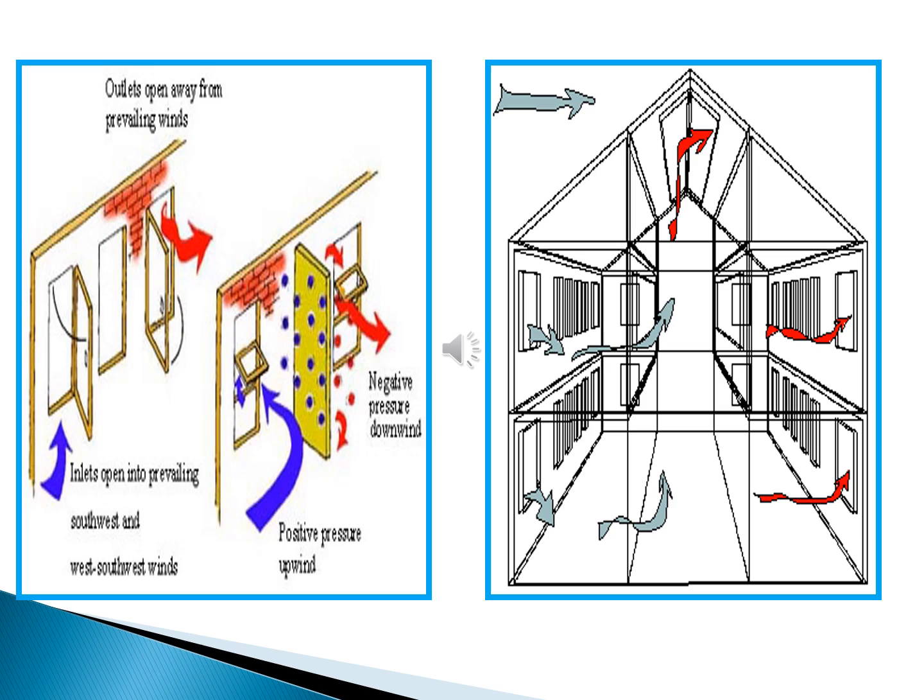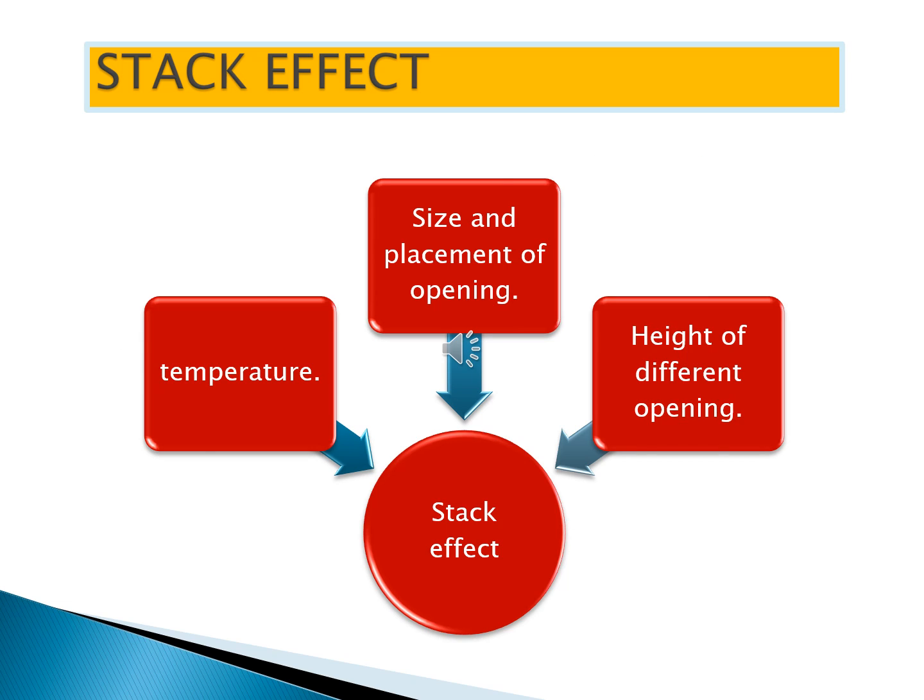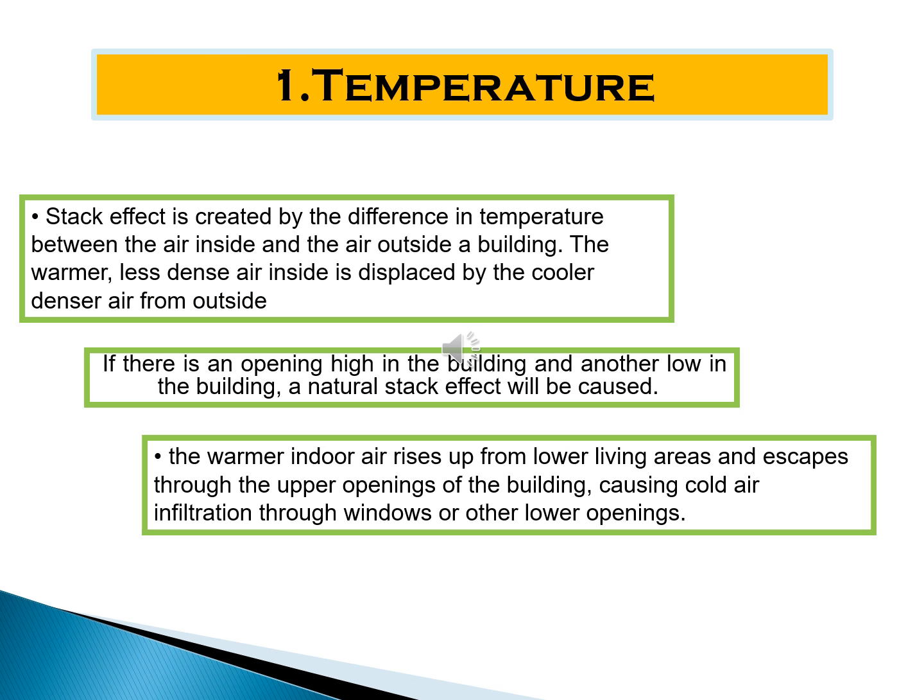Wind-driven ventilation arises from the different pressures created by wind around a building and openings being formed on the perimeter, which then permit flow through the building. The stack effect is divided into three: temperature, size and placement of opening, and height of different opening. Temperature. Stack effect is created by the difference in temperature between the air inside and the air outside a building. The warmer, less dense air inside is displaced by the cooler, denser air from outside.